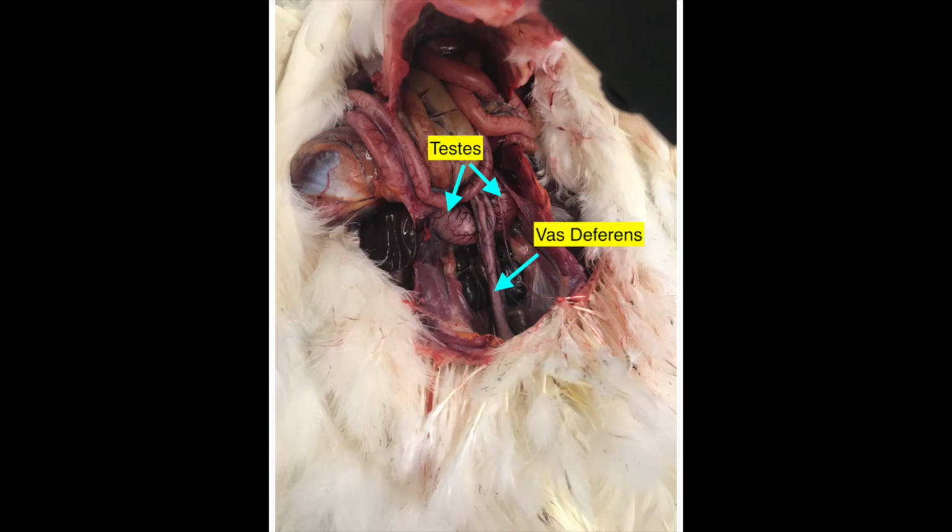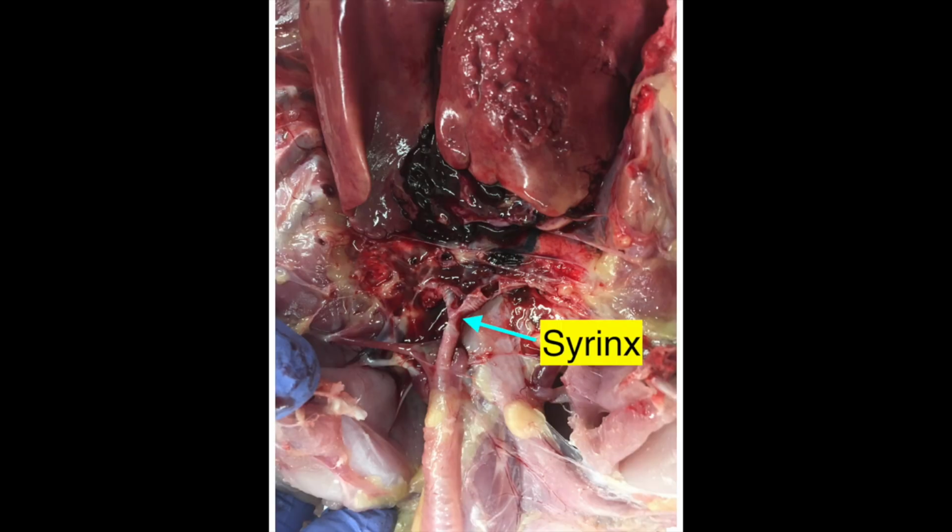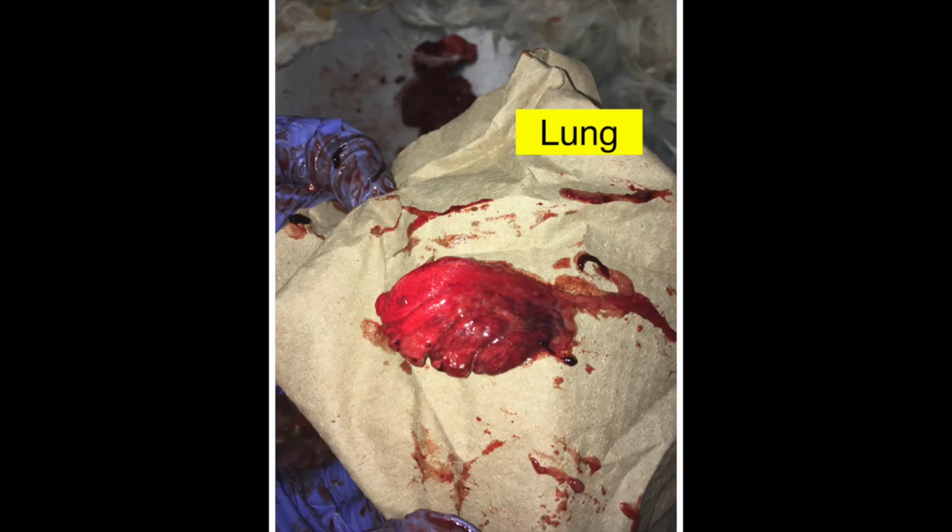In terms of male reproduction, the two main structures are the testes and the vas deferens, where spermatogenesis and sperm transportation take place respectively. The main organs for the chicken respiratory system are the glottis, which is located at the opening of the trachea, the syrinx, which is the organ of phonation, and the lung.